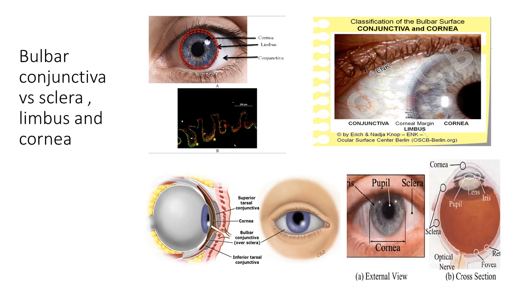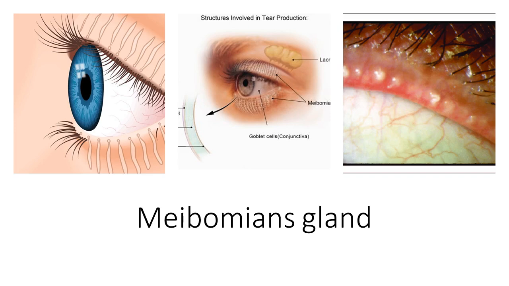The bulbar conjunctiva covers the sclera and limbus, providing a protective layer for the eye. It is essential for maintaining eye health and function. Meibomian glands are located in the eyelids and play a crucial role in tear production and eye lubrication, preventing dry eyes and maintaining clear vision.